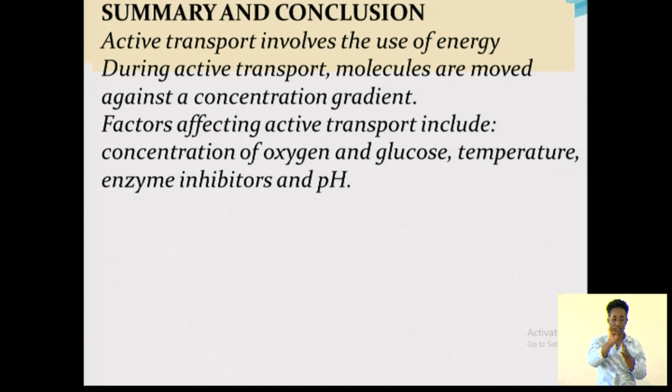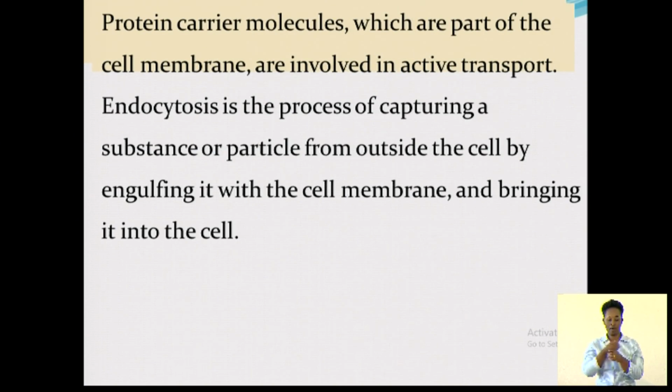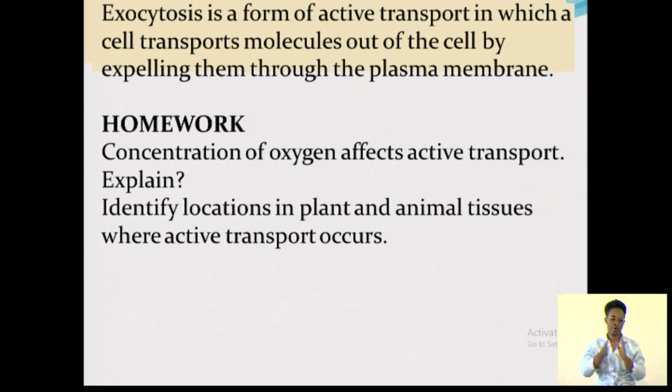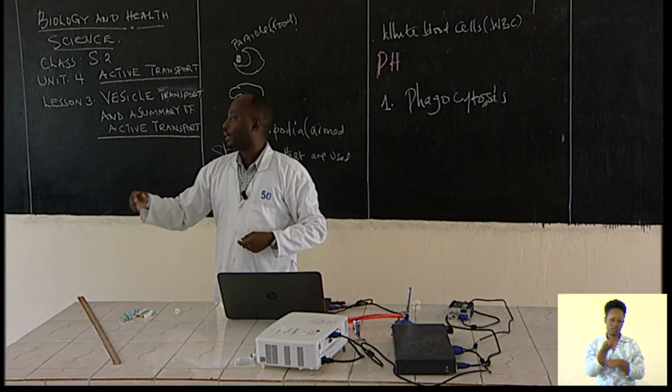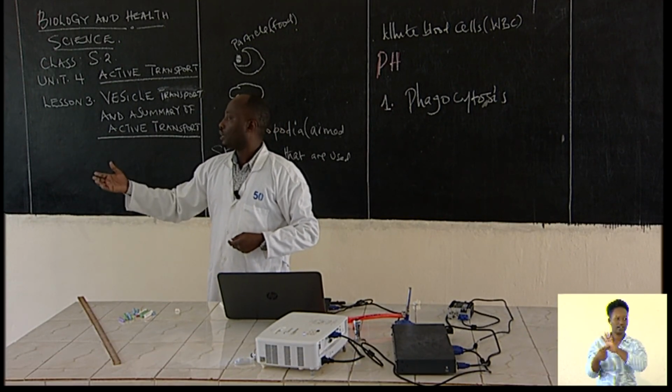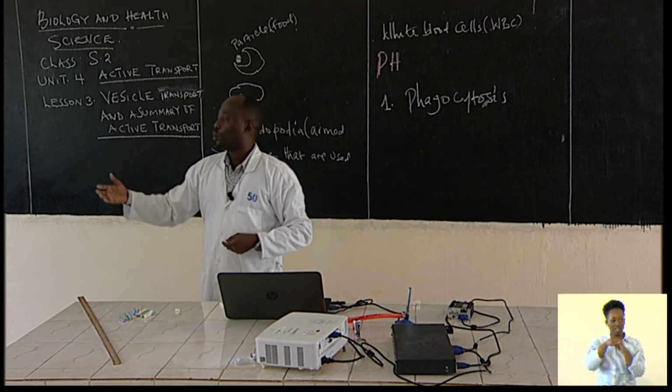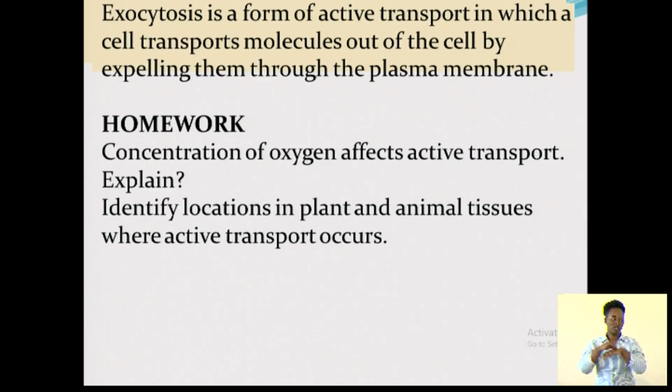We are rewinding our lesson of active transport. Quickly, let's leave the homework. Talk about how the concentration of oxygen affects active transport, and explain why, and identify the location in plants and animal tissues where active transport takes place.